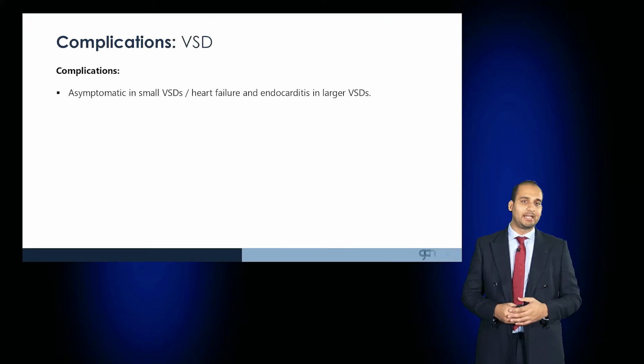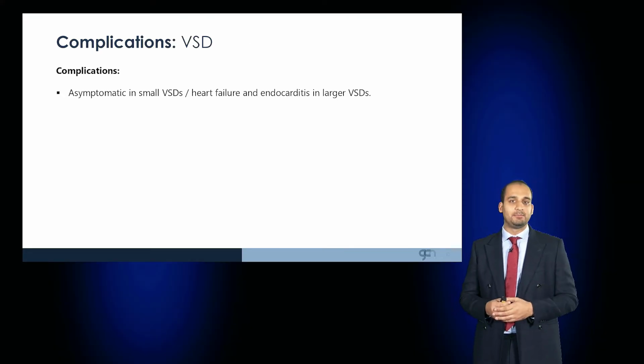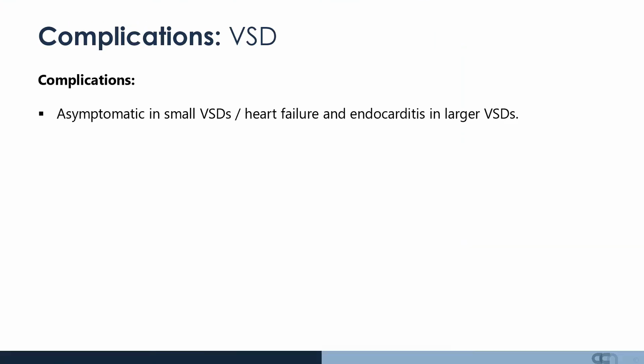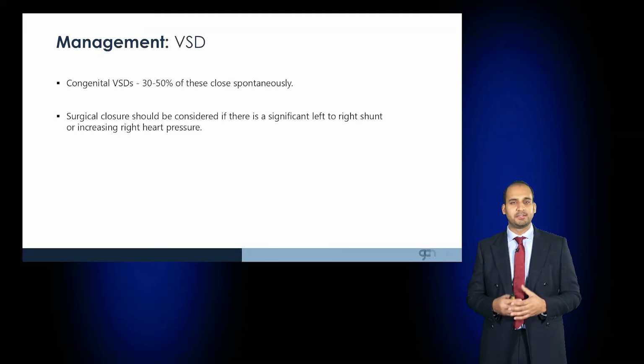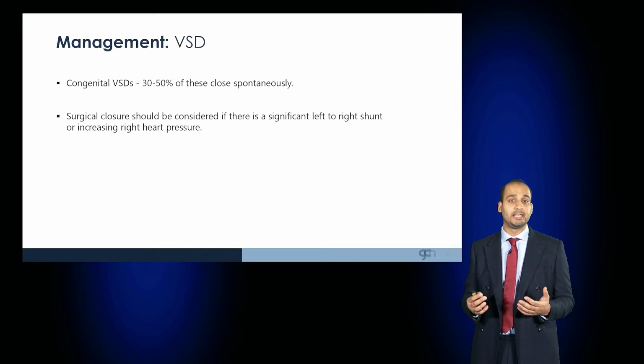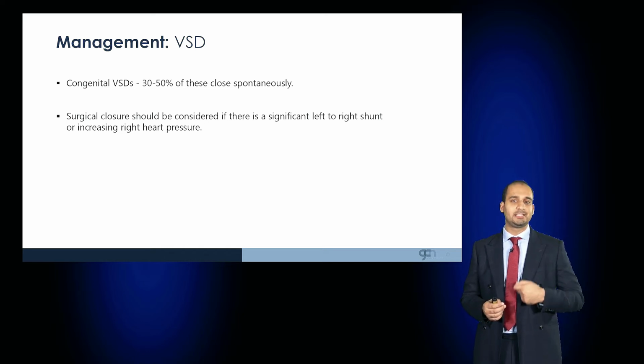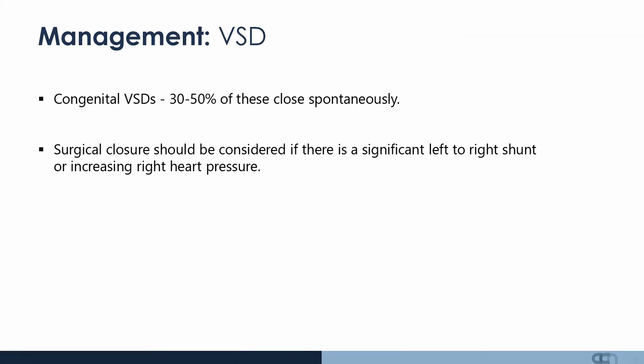Although Eisenmengers can arise, small VSDs may be asymptomatic, but other complications include heart failure and an increased propensity to developing endocarditis in larger VSDs. So to manage these patients, congenital VSDs 30 to 50% close spontaneously. However, if there's a significant left to right shunt or increasing right heart pressure, then surgical closure should be considered.